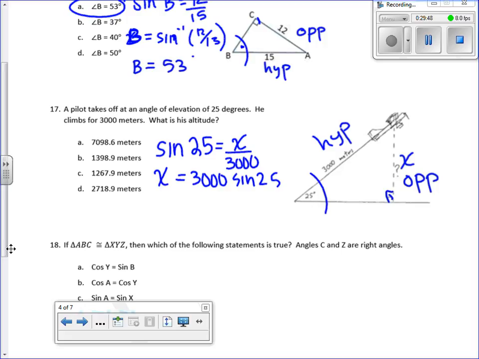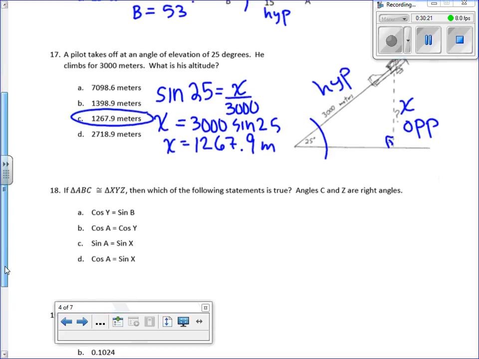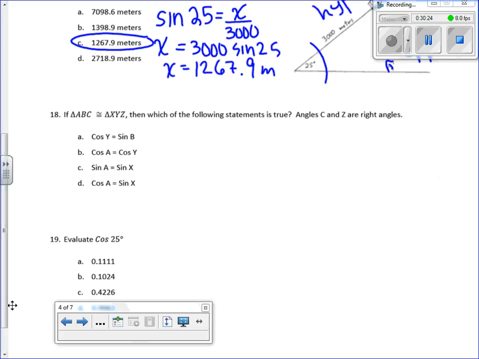I pick up my calculator, I type in 3,000. I don't even have to push the multiplication sign. Most calculators will know. But if you're not using a scientific calculator, or if it's a different one from a TI, then you may have to do some different keystrokes. All right, so I got 1,267.9 meters, which means the answer is C. Excellent, excellent. We're almost done, guys.